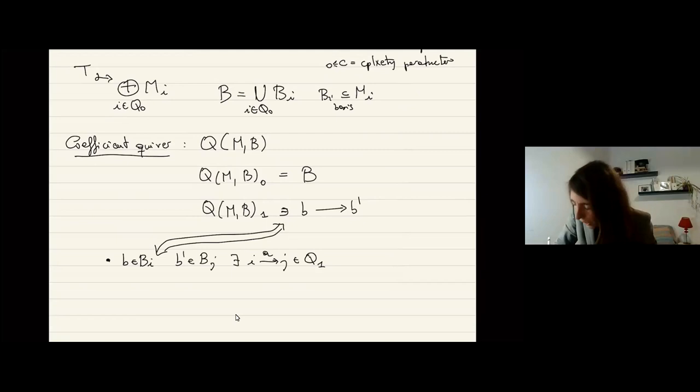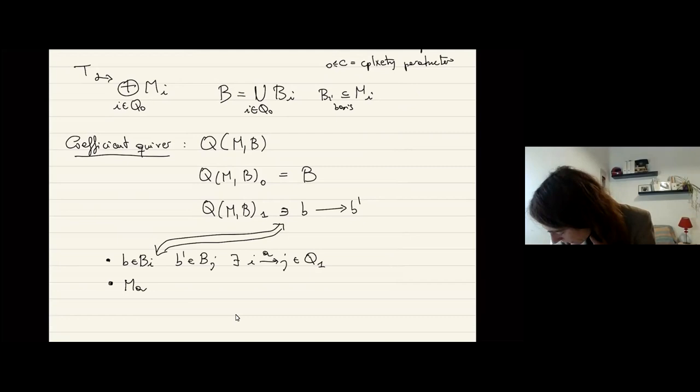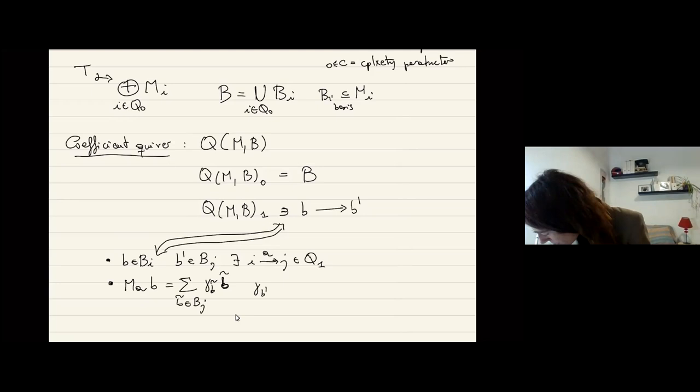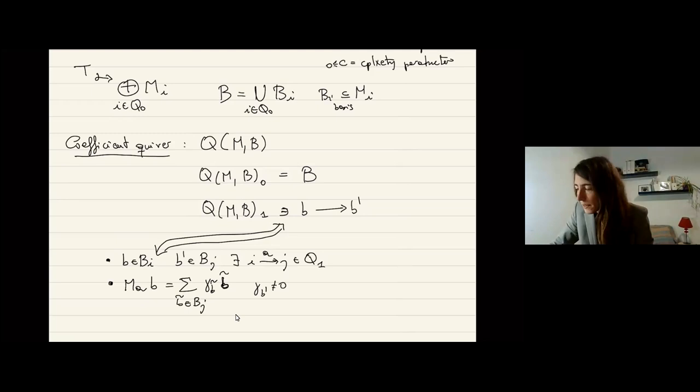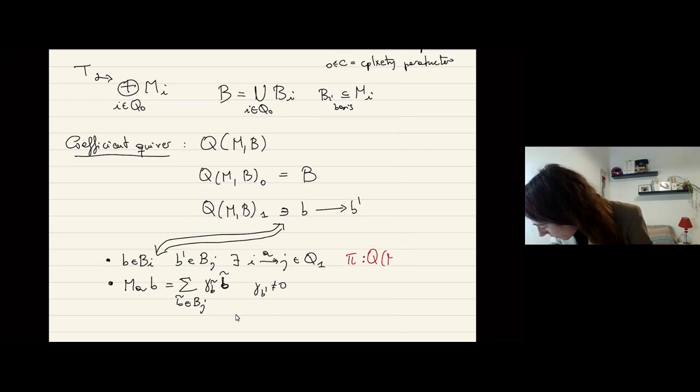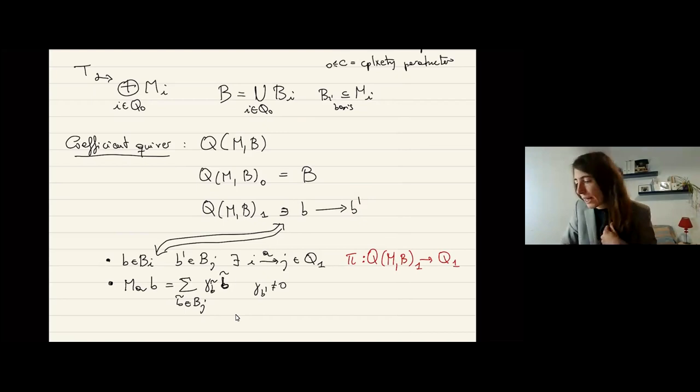And then I also want that whenever b, little b, is an element of B_I, so I can apply to it M_A, then M_A b is an element of B_J, so I can express it in terms of elements of B_J with some coefficients, and I want that the coefficient of b prime is non-zero. So these are two basis elements, and if I apply the map given to me by the representation M and express the image in terms of the elements in B_J, b prime is going to appear in this expression. Then I notice right away that I get a map from the set of edges of this new quiver to the set of edges of my quiver, which I call pi.